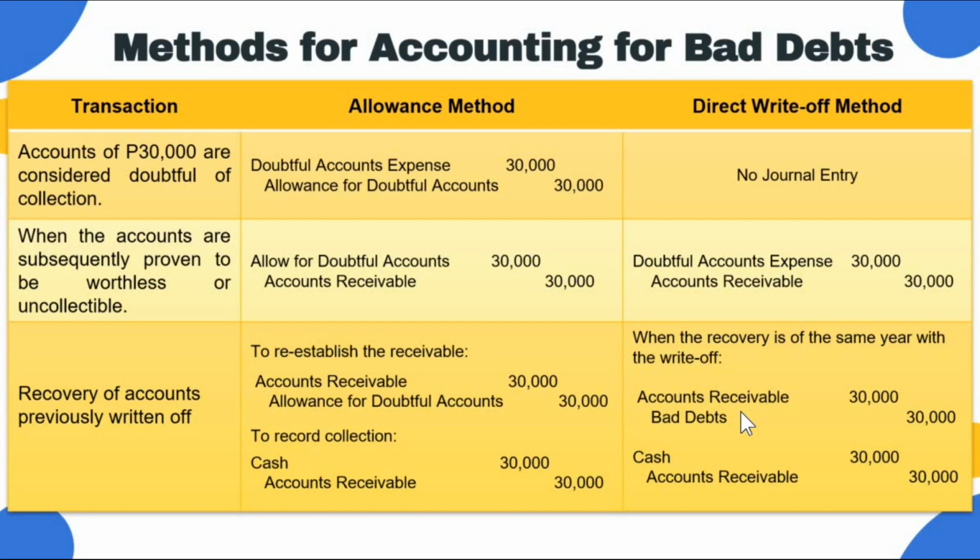So, what you're going to credit will be your expense. So, ito, bad debts or doubtful accounts expense na para ma-uniform sila. So, aside from that entry, we'll also have yung sa collection na. So, you debit cash and you credit accounts receivable for 30,000.